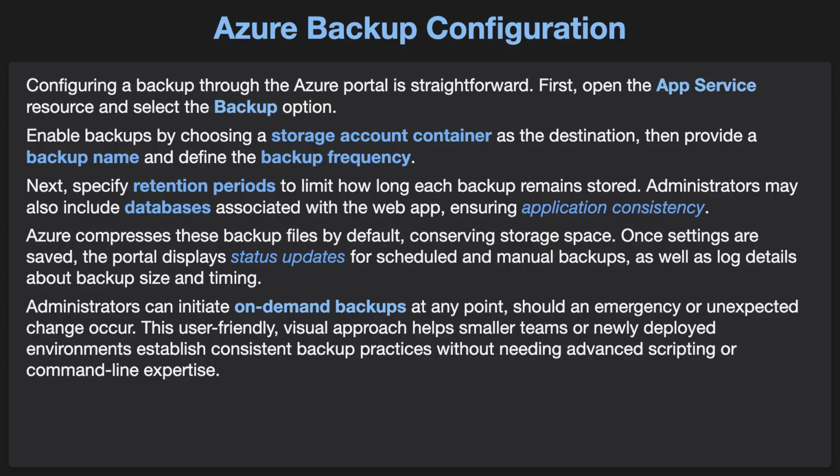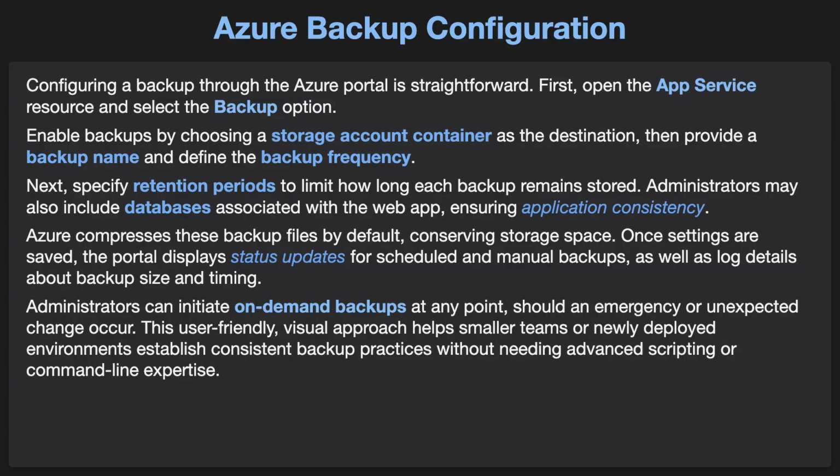Administrators may also include databases associated with the web app, ensuring application consistency. Azure compresses these backup files by default, conserving storage space. Once settings are saved, the portal displays status updates for scheduled and manual backups, as well as log details about backup size and timing. Administrators can initiate on-demand backups at any point, should an emergency or unexpected change occur. This user-friendly, visual approach helps smaller teams or newly deployed environments establish consistent backup practices without needing advanced scripting or command line expertise.